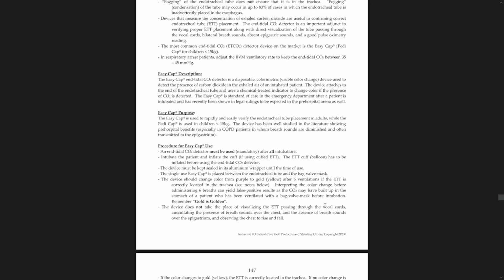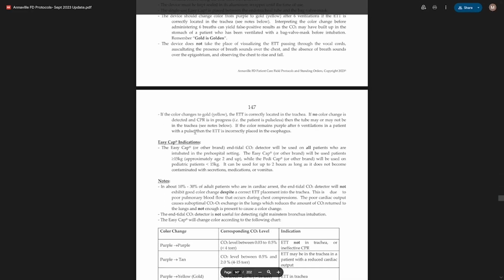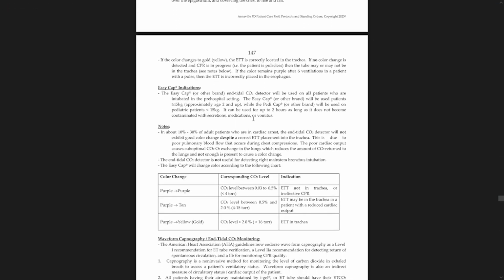The procedure for the ETCO2. Nope, you just need to know how to use it, buddy. Nope, it's gold if it works.